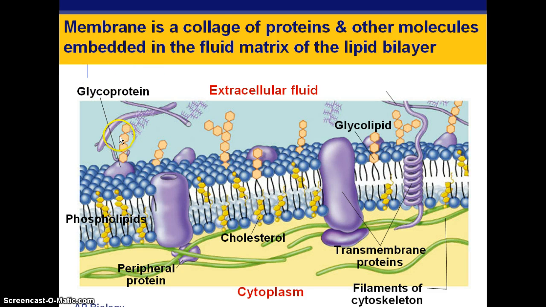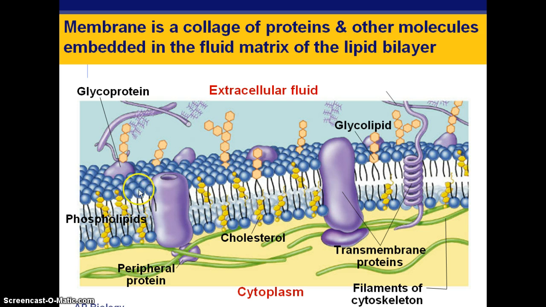A glycoprotein is a protein that has a carbohydrate attached to its surface, and the main role of glycoproteins is cell-to-cell recognition, so that hormones can attach to specific cell types, and you can say this is a muscle cell or this is a skin cell. Your body also uses this to determine foreign invaders. Pathogens that might cause diseases are going to have different glycoproteins than the glycoproteins on your cells.